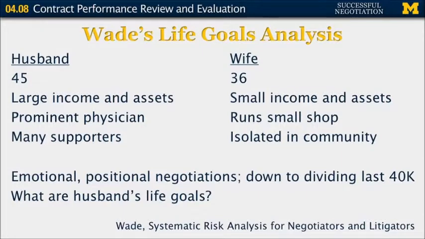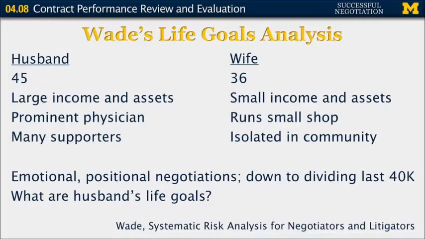The husband is a prominent physician. The wife runs a small shop. The husband has many supporters in the Chinese community, while the wife is isolated within the community. So they go through very emotional, positional negotiations, and they divide up their property, and they're down to the last 40,000 Australian dollars. And they just can't seem to reach an agreement after this very hostile negotiation.